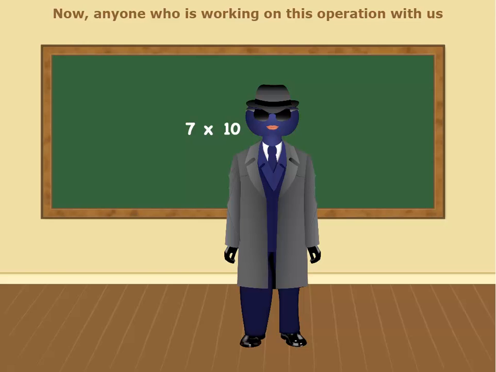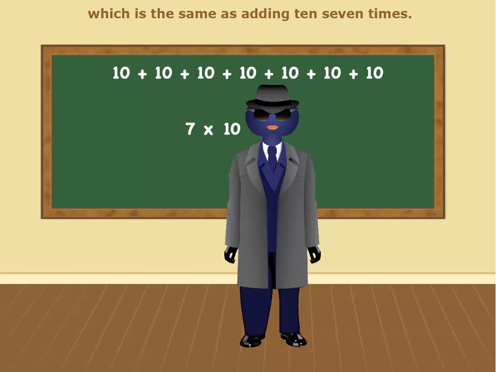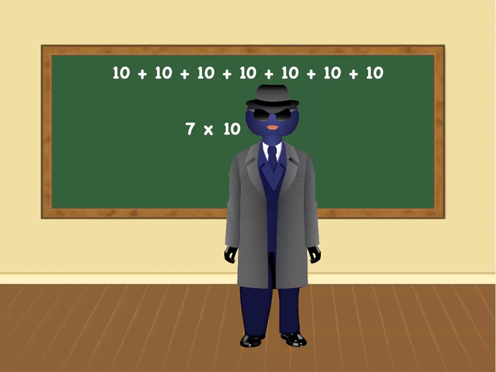Now, anyone that is working on this operation with us can read our code and know just what to do. They know that they must multiply 10 by 7, which is the same as adding 10 7 times. That, of course, is the long way around. Any agent reading this code would simply know that 7 times 10 is 70.